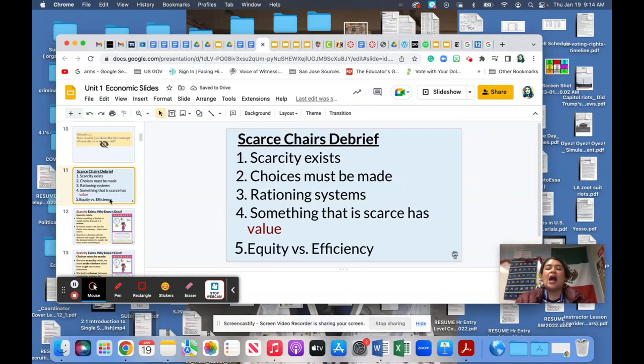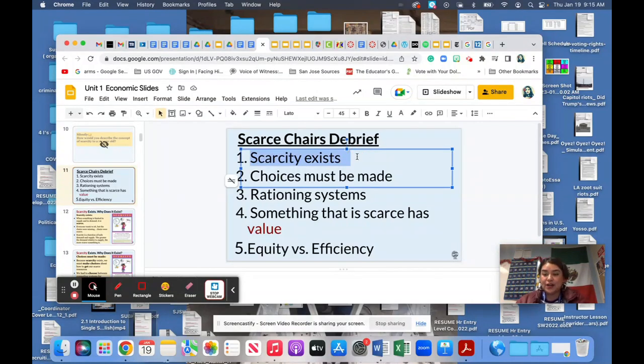As we debrief about the scarcity chairs activity, I want you to know that we've experienced our first moment of what this means. Scarcity exists. It's everywhere, wherever we go, right? We have to make choices when things are limited. We have to think about rationing systems, like how are we going to share it? Who is going to get to buy it? Something that is scarce has value. When there's something that is very limited, it has value.